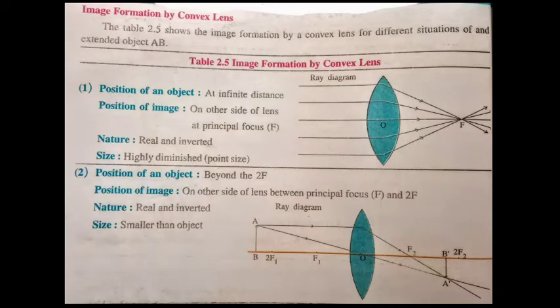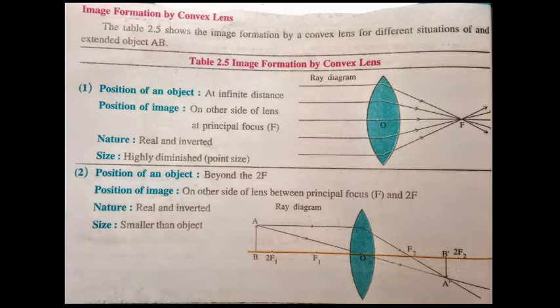Now, let us see how the image is formed by the convex lens. In the first figure, we have taken the position of the object at infinite distance, which means the light rays are coming from an object kept at a very large distance. The position of the image is on the other side of the lens at the principal focus. The nature of the image is real and inverted. The size of the image is highly diminished, point size.